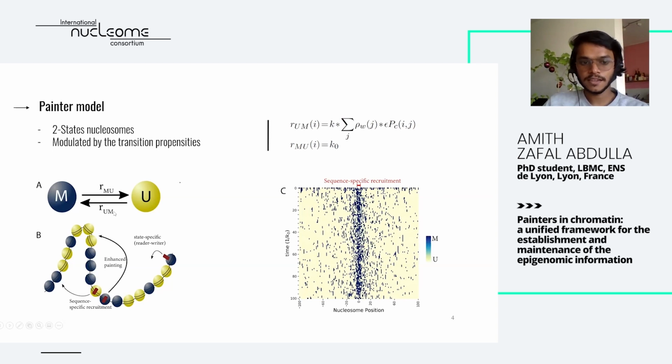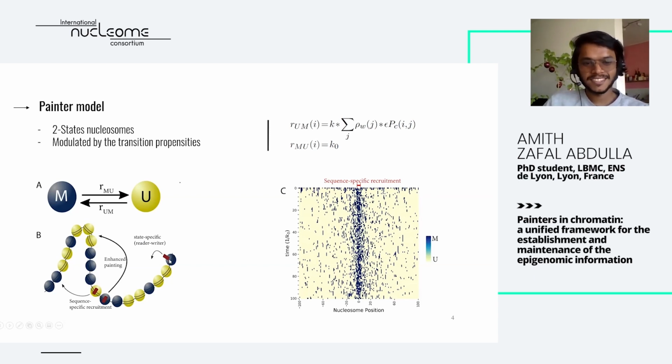In the transition propensity R_UM, that is the one that takes unmodified state to modified state, we will lump in all the mechanisms which we discussed before: the sequence-specific recruitment, reader-writer ability, and long-range spreading via chromatin looping.